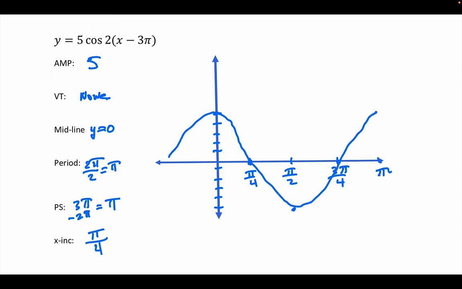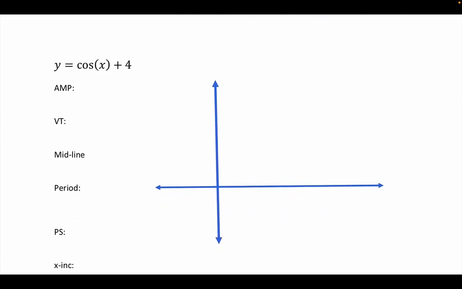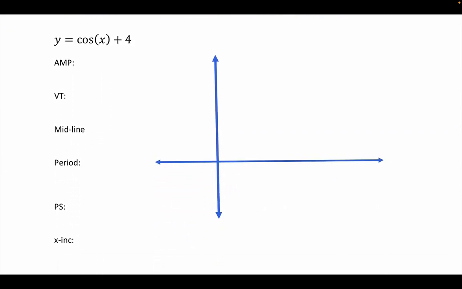And again, you can make some on the other side. Remember to show me the vertical increments here and also what's happening with the period. Okay. One more here. This is a little easier. Go ahead and pause if you would. Try and identify these things for the amplitude, the vertical translation, midline, period, phase shift, and x increment.